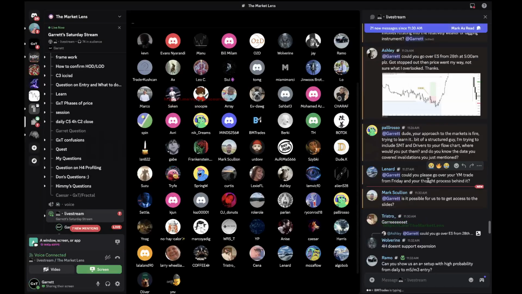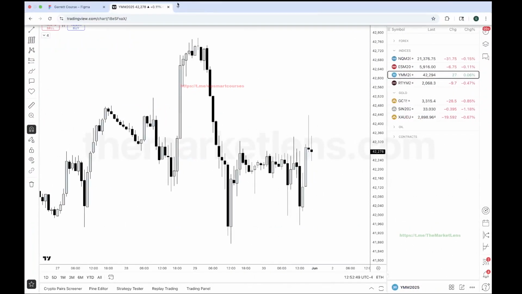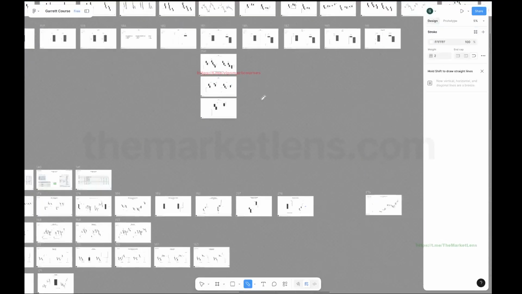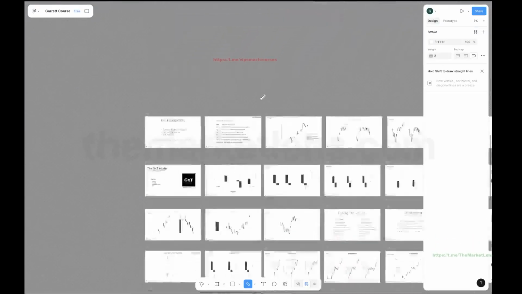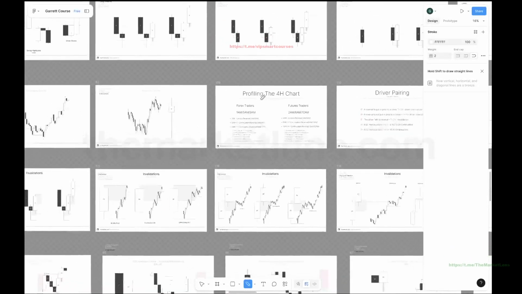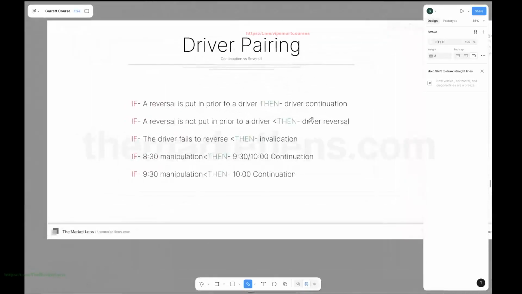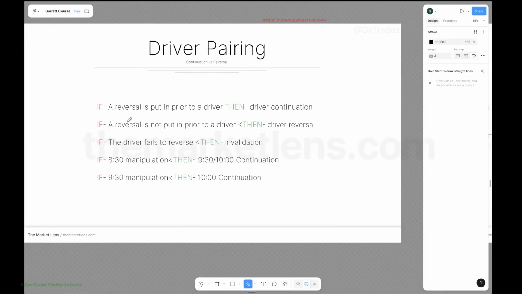Yeah, the 26th of last month, I do believe. So the way I would put it is, over here, hold on. This is kind of like the flow chart, I guess, for drivers. You follow this if-then scenario.